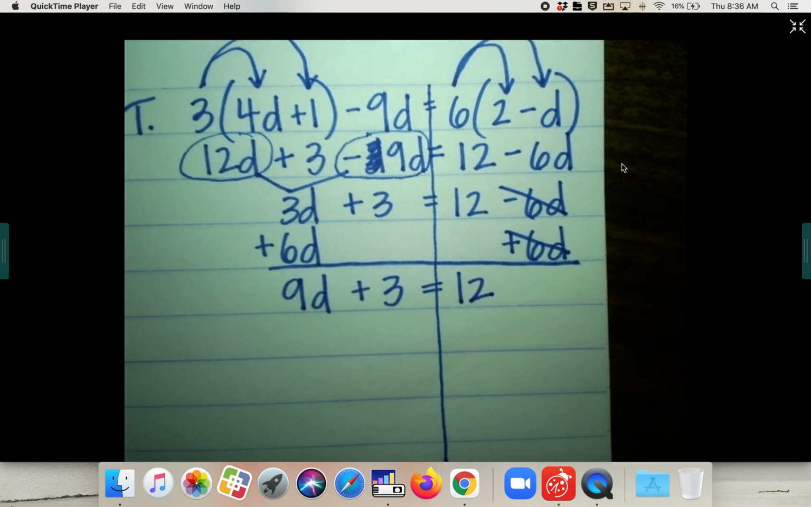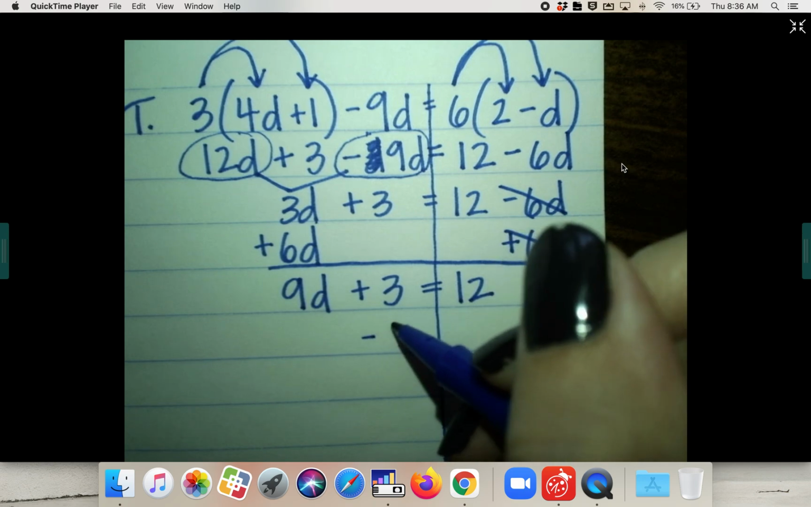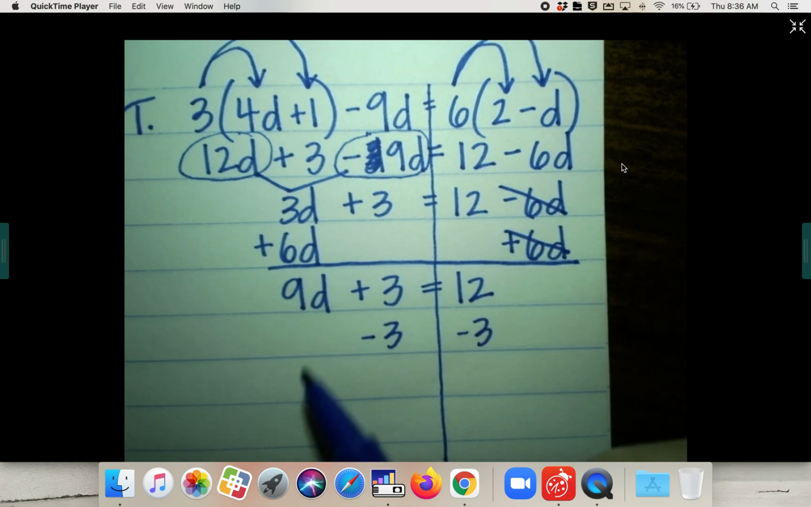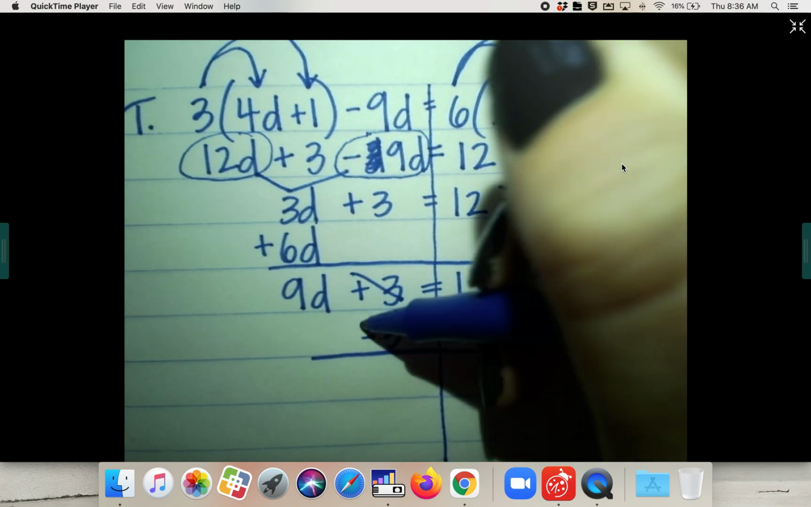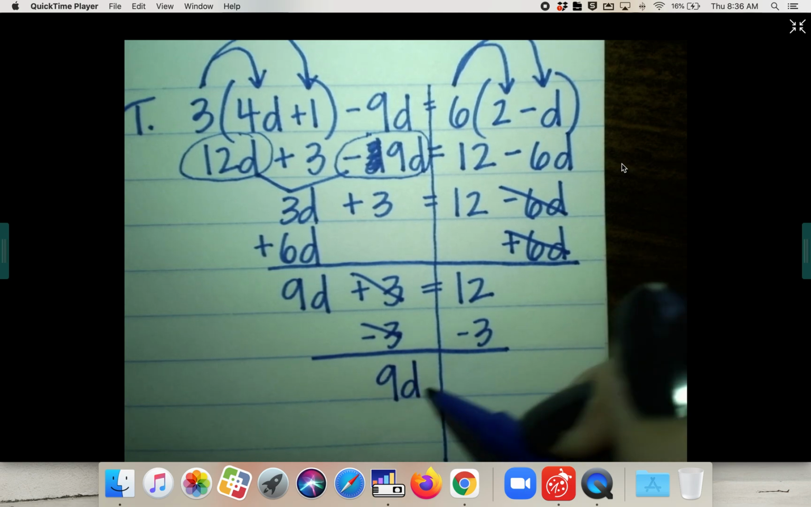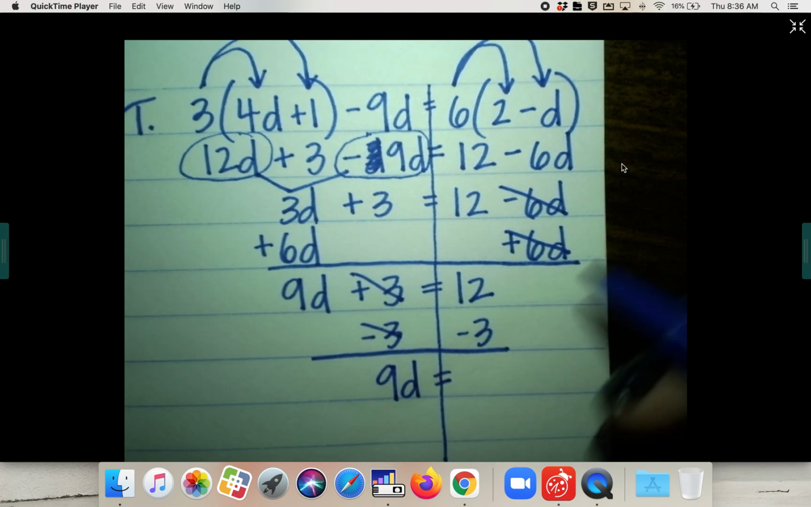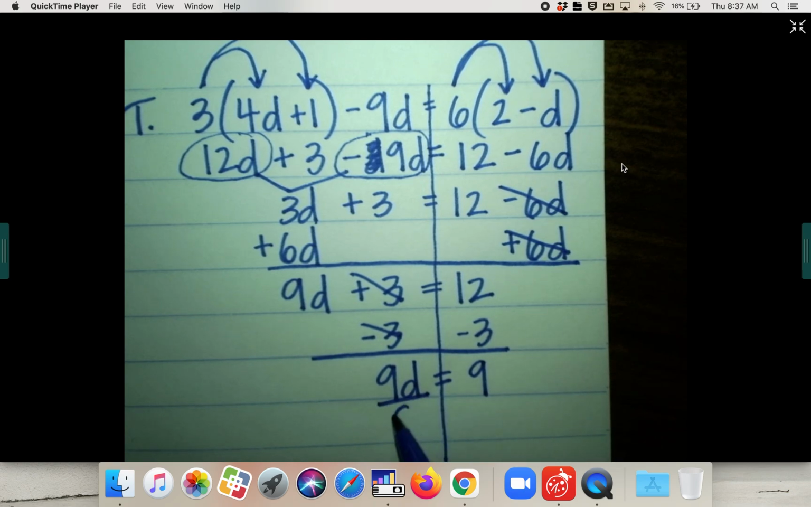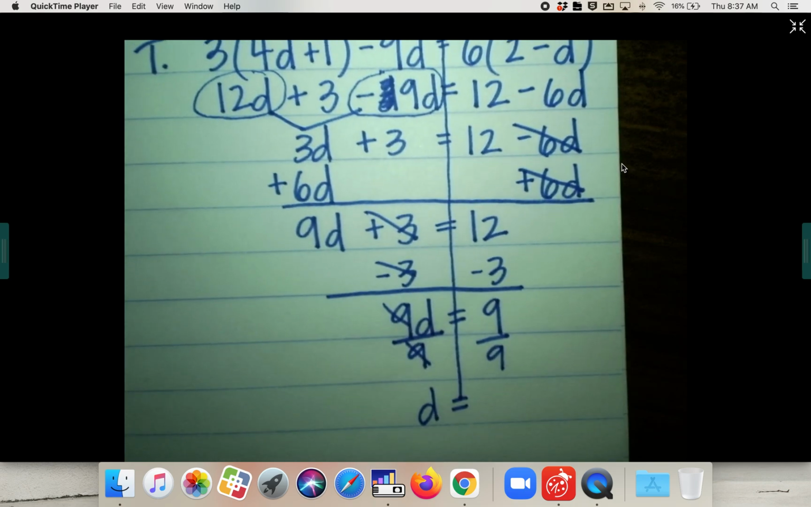All right, so now you are left with a basic 2-step 7th grade equation. So let's subtract 3 from both sides. Bring down your 9d. 12 minus 3 is also 9. So the last step is going to divide by 9 on both sides. What's 9 divided by 9? Any number divided by itself is 1.